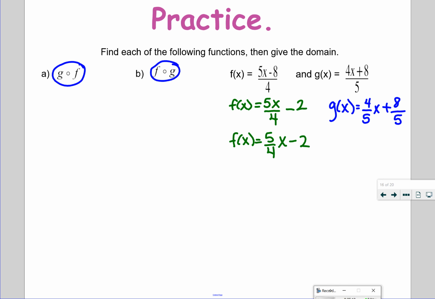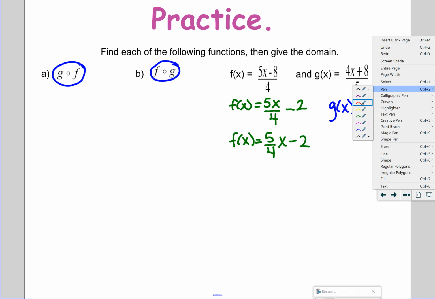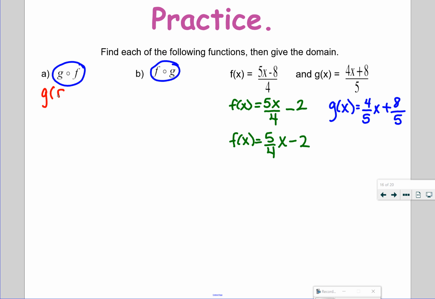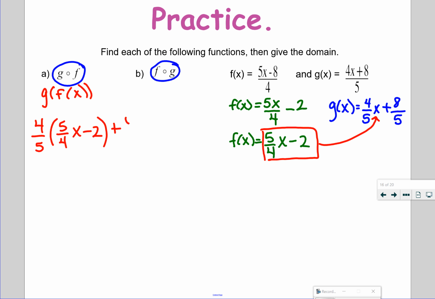All right, let's see how you did on this one. So g of f of x, which if you wrote that in words, we're plugging f into g. So taking function f, putting it into function g where I see a variable. That looks like 4/5 times 5/4 x minus 2 plus 8/5. The first thing you should have done is distribute there and there. 4/5 times 5/4 actually just gives you 20/20, which is 1x. 4/5 times -2 is -8/5. Bring down my plus 8/5. Those actually cancel, and you are left with x.